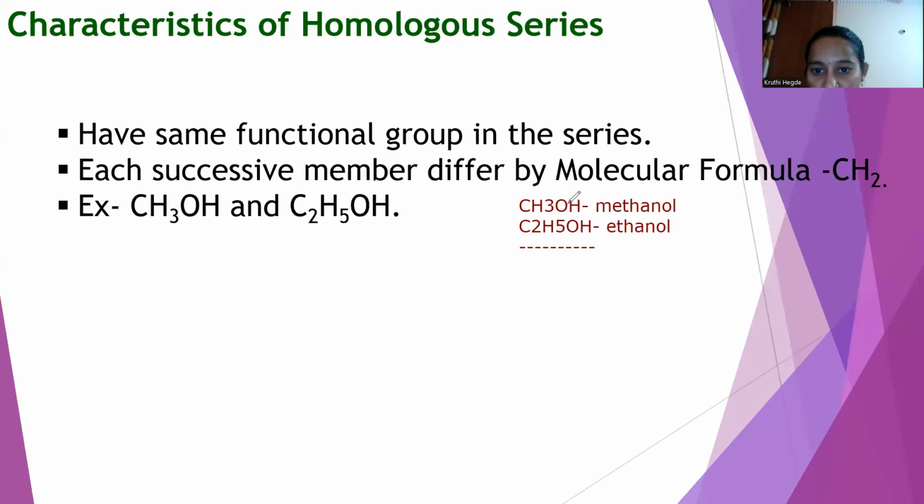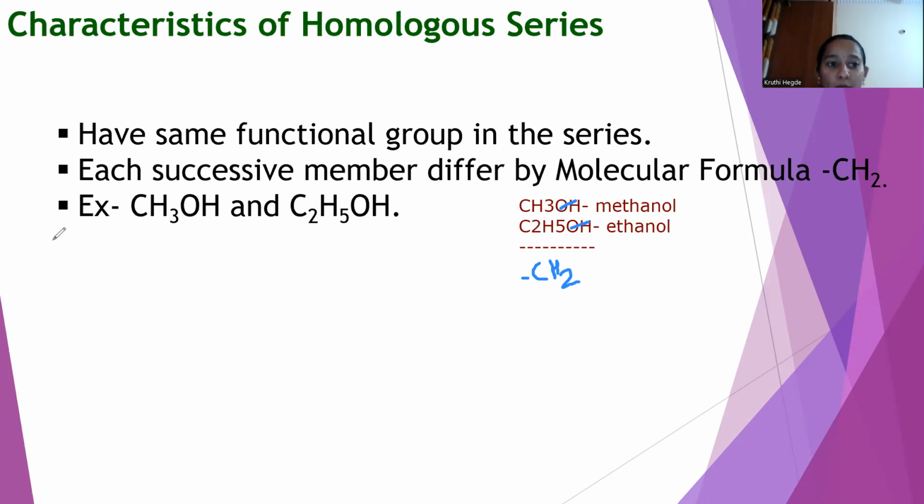OH cancels. Here there is H3, here there is H5. That means the difference is H2. The carbon here is 1 and here it is 2, so the difference is 1 carbon. CH2 is the difference. This is one example given here.